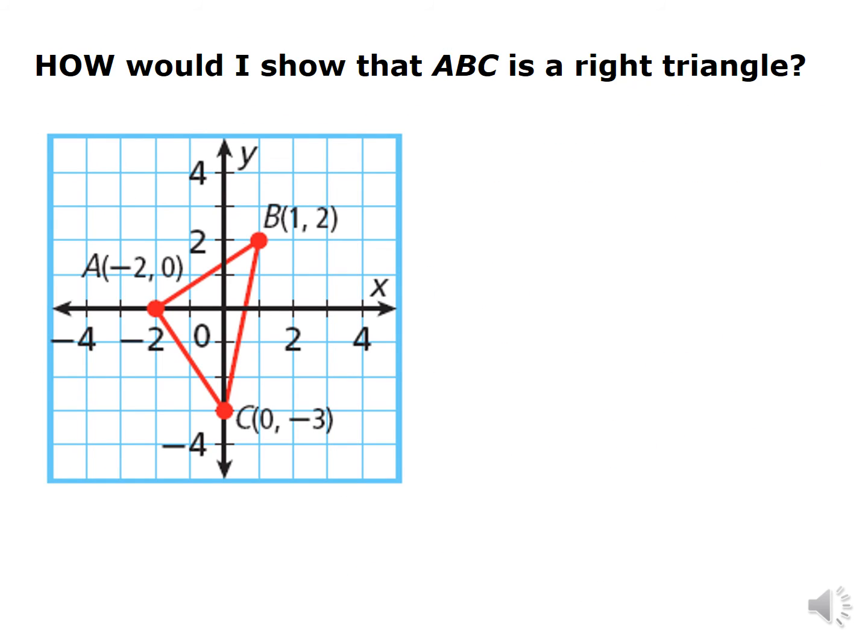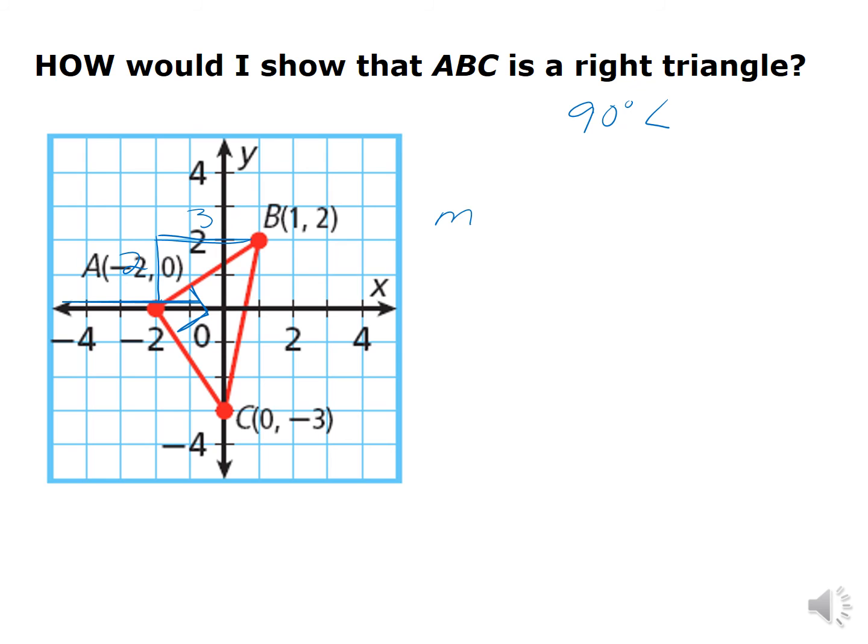All right, so how would I show that ABC is a right triangle? Well, we know that a right triangle has a 90-degree angle. And what we've learned today is that we can prove that something's 90 degrees if the slopes are opposite. So I'm going to find the slope of AB, which is a positive slope of 2 over 3.